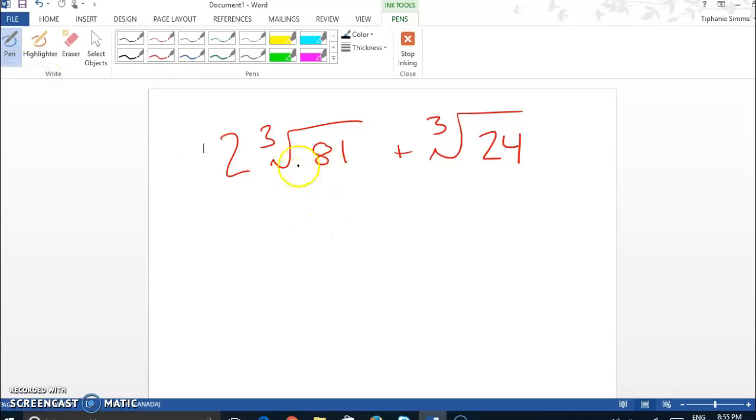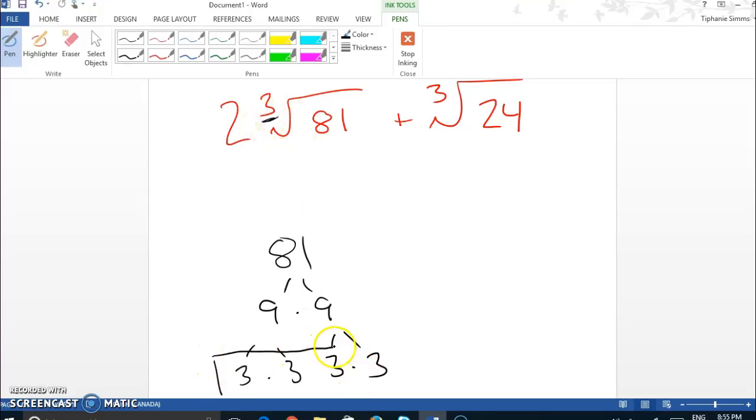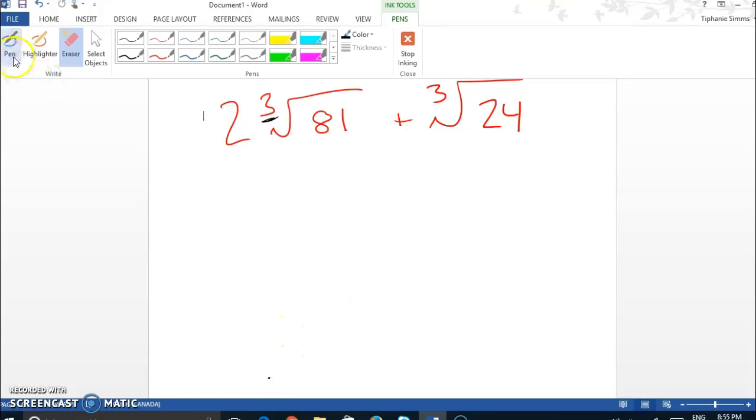I'm going to have to do a little factorization on this 81 and this 24 first. So 81 I know is 9 times 9, and that breaks down into 3 times 3, and so does this one, 3 times 3. Because I have an index of 3, I'm going to pick 3 of these 3's and rewrite this. So I'm going to have 2 times the cubed root of 3 cubed, so that's my 3 3's, times the cubed root of 3. That's just that additional 3.